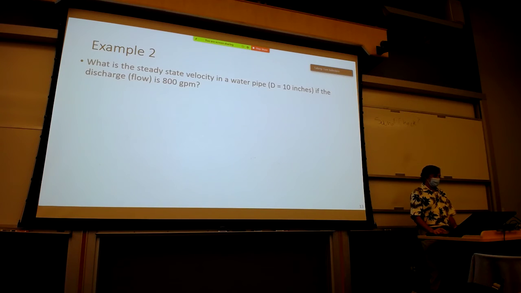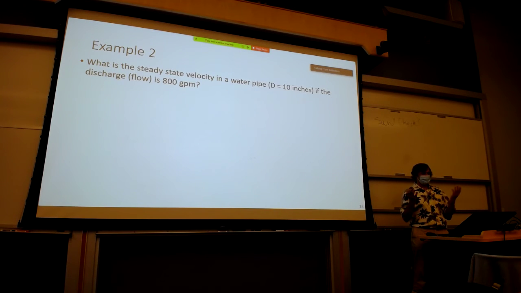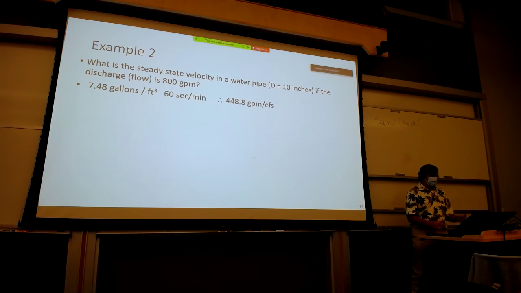So, second example. What's the steady state velocity in a water pipe where the diameter is 10 inches if the discharge or the flow is 800 gallons per minute? And again, this is using this integral form of the equation. So, first thing, you know there's 7.48 gallons per cubic foot, and you should also know there's 60 seconds per minute. And if we multiply those two together, basically there are 448.8 gallons per minute per cubic foot per second.